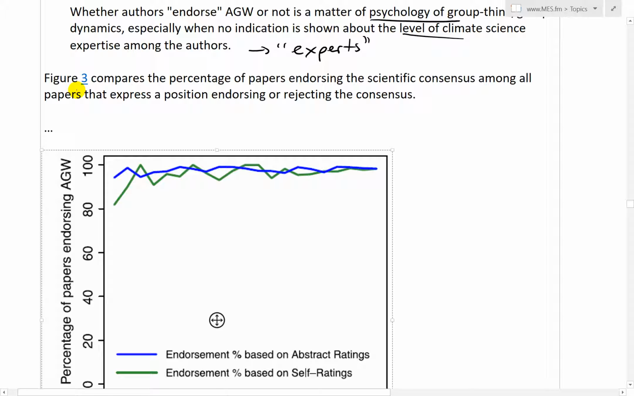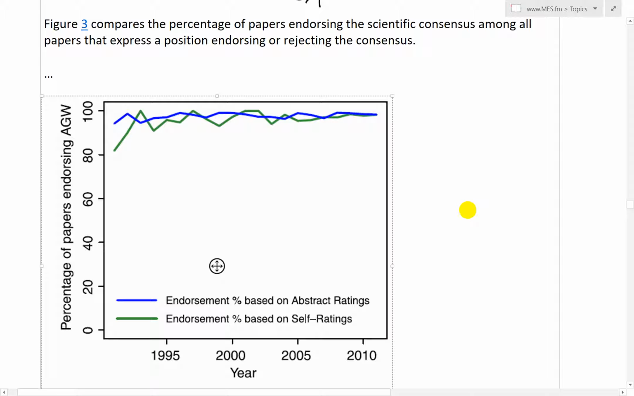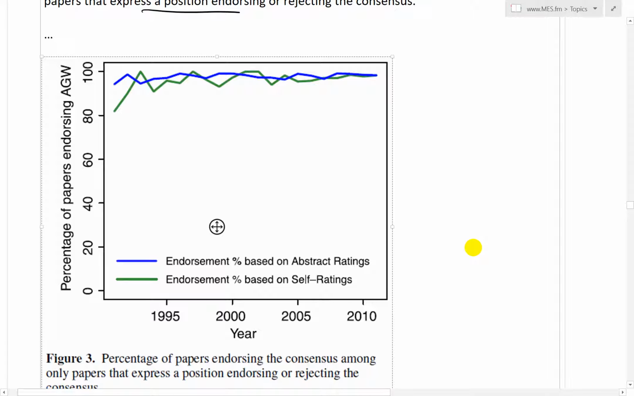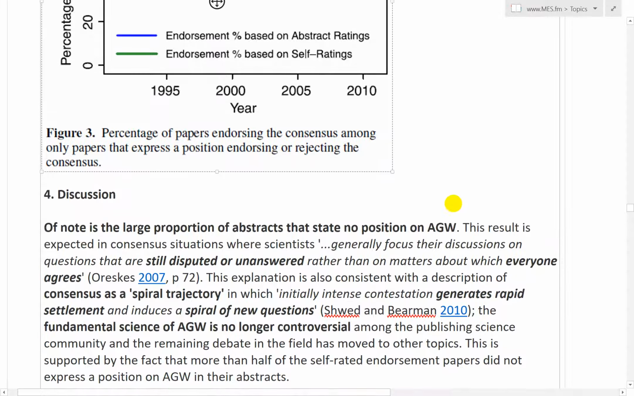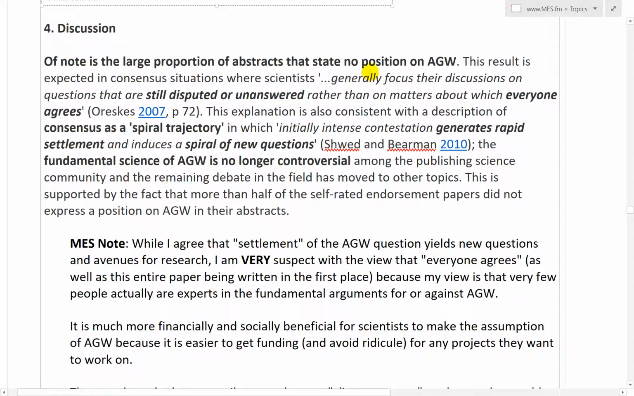So Figure 3 compares the percentage of papers endorsing the scientific consensus among all the papers that express a position, endorsing or rejecting the consensus, like here, and they're just comparing the percentage endorsed based on abstracts and self-rating. And again, these are among all that express a position, and obviously it's going to be those super high 97-ish percent. Yeah, so going on: of note in the discussion is a large proportion of abstracts that state no position on AGW. This result is expected in consensus situations where scientists generally focus their discussions on questions that are still disputed or unanswered rather than on matters about which everyone agrees.